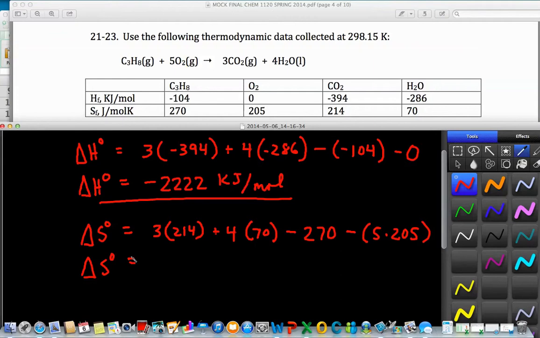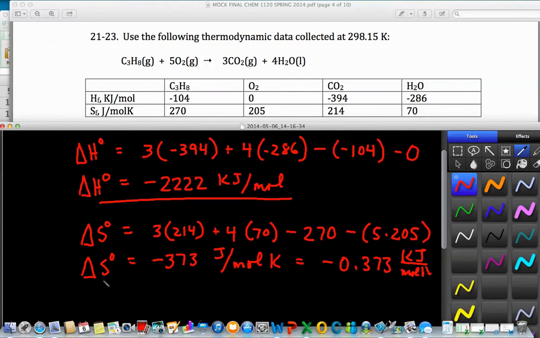3 times 214 plus 280 minus 270 minus 5 times 205. So that's minus 373 joule per mole Kelvin. I'm going to go ahead and convert this to kJ. That's minus 0.373 kJ per mole Kelvin.